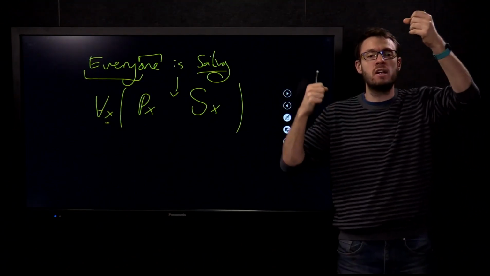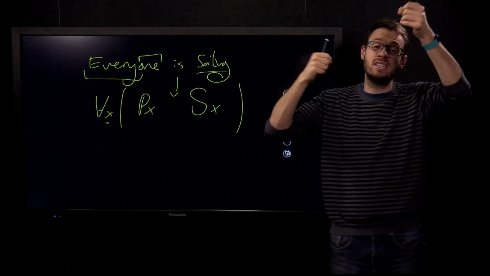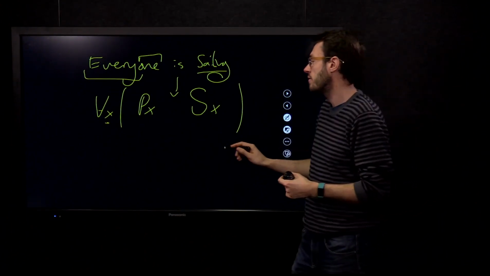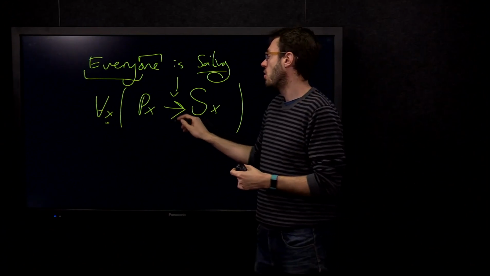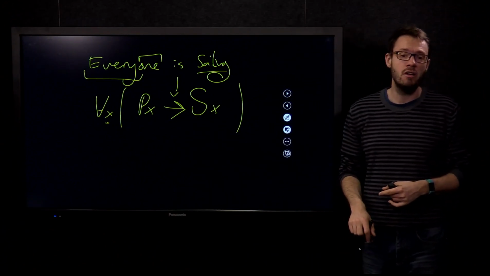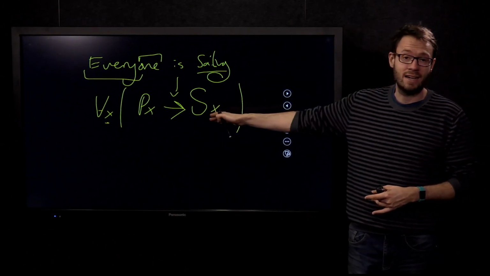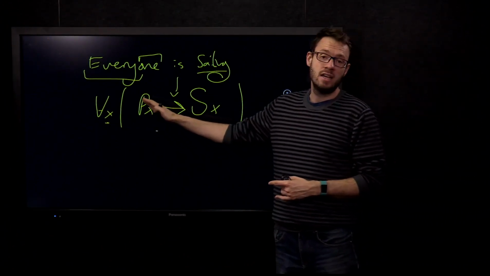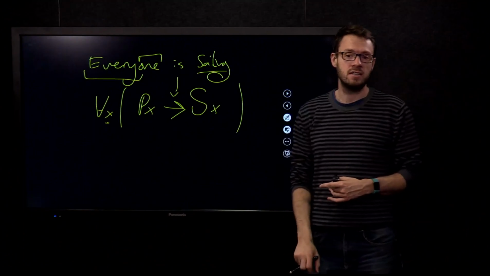In order to do that, we're specifying a relationship, a conditional relationship between these two properties, all within the scope of the universal quantifier. So to translate this out, all we have to do is add in an arrow into the brackets beyond the universal quantifier, and we end up with a statement that expresses this English sentence, everyone is sailing.